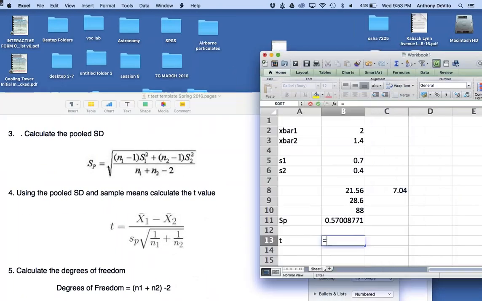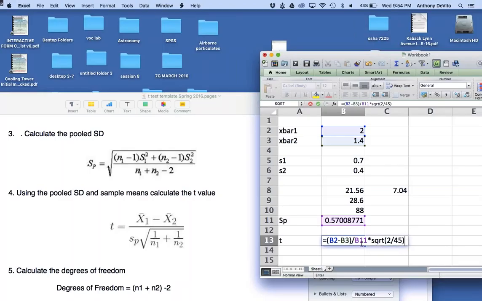Let me get the formula up here so you can watch it at the same time. The t-value is going to be equal to, I'll do it in one cell, 2 minus 1.4, in parentheses, divided by the pooled standard deviation, which is this number right here, times the square root of 1 over n1, which is 1 over 45, plus 1 over 45. That's 2 over 45, 2 divided by 45.